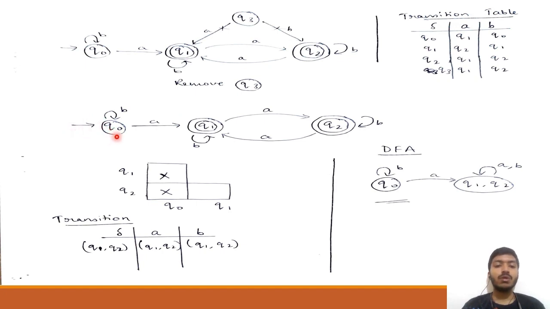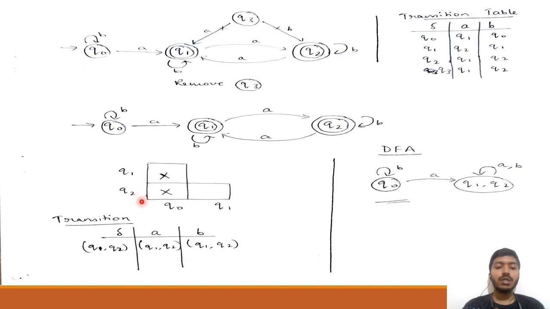So we have Q0 upon A, it goes to Q1, which is our final state. Q0 upon B has a self loop and it comes to Q0 itself. Q1 on attaining B goes to Q1. Then Q2, which is our final state, upon attaining B goes to Q2 itself with a self loop. Q2 on A goes to Q1, which is again a final state. And so this is our DFA after removing Q3.